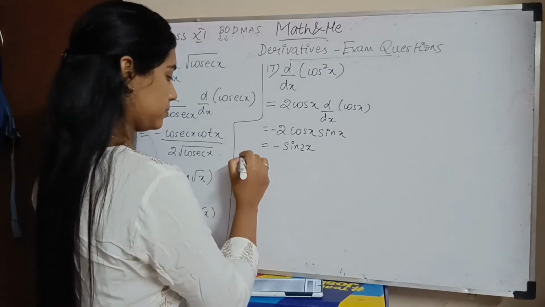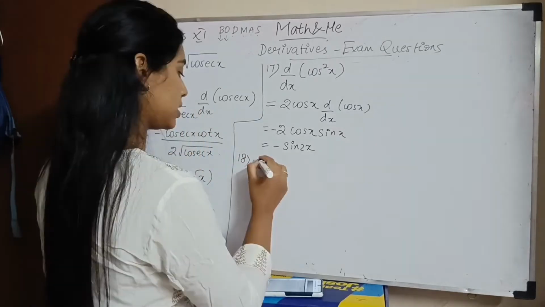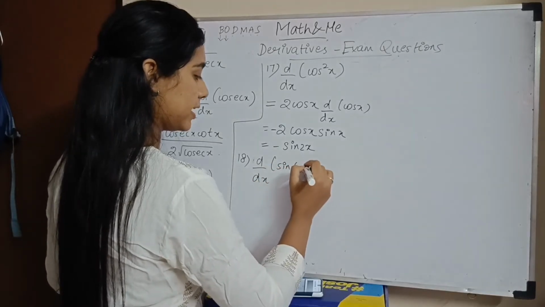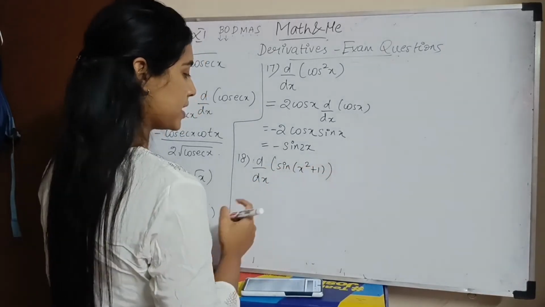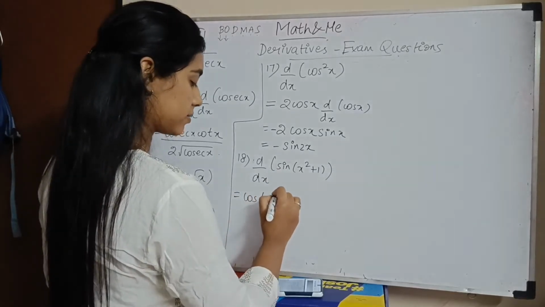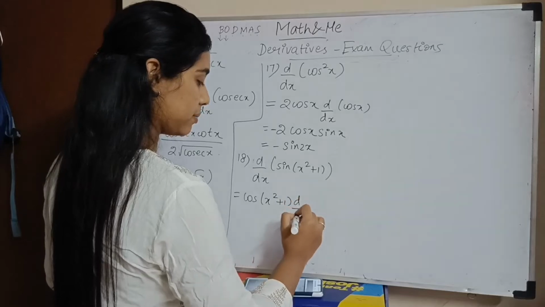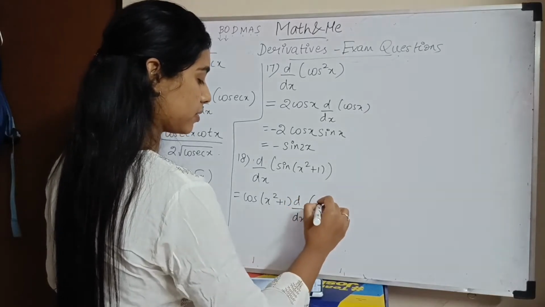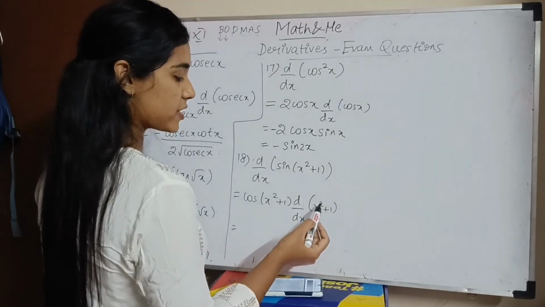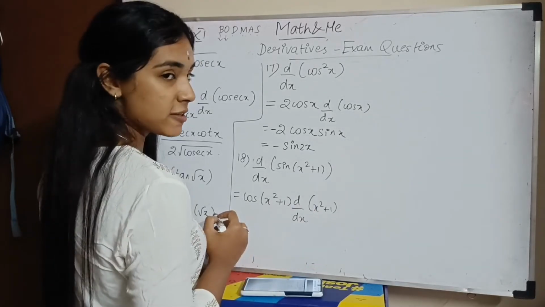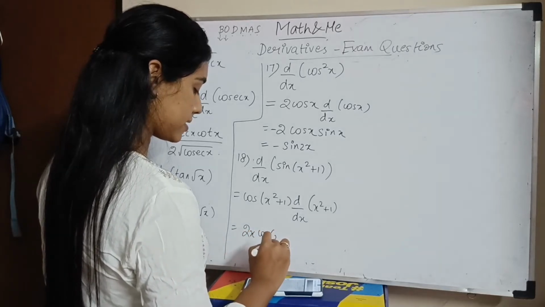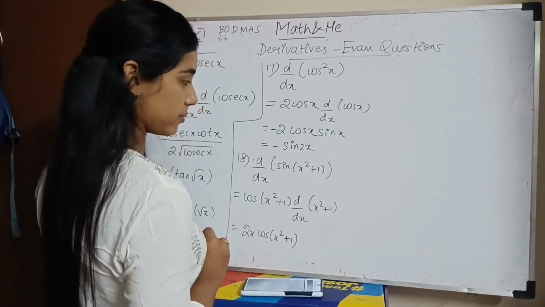Okay? Next question. d by dx of sin x square plus 1. So sin x, the derivative is cos x, but you have to find the derivative of the function that's inside. So you have d by dx of x square plus 1 is 2x plus 0. So I have 2x cos x square plus 1.